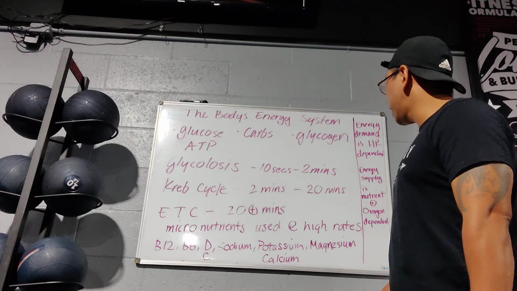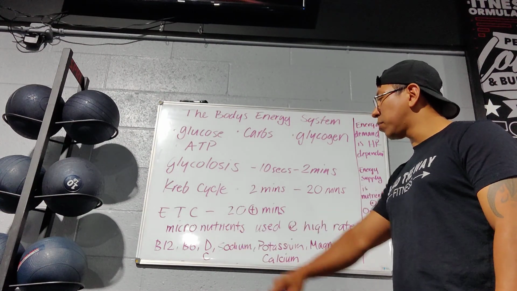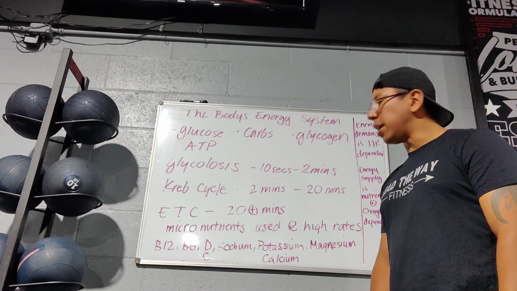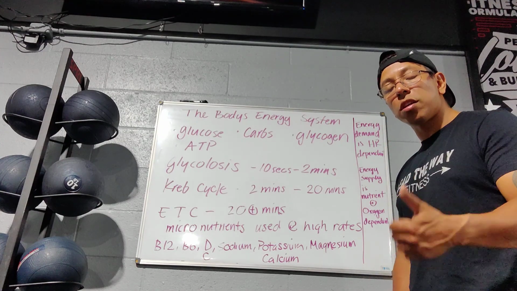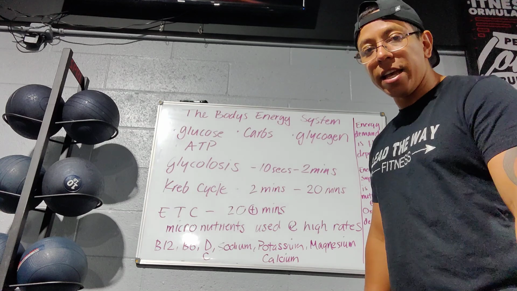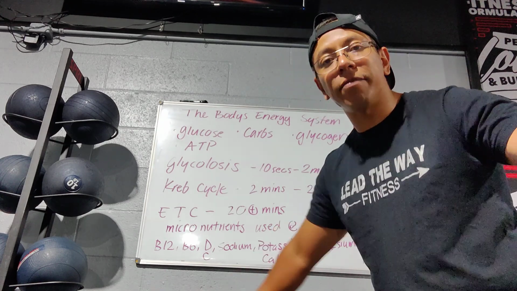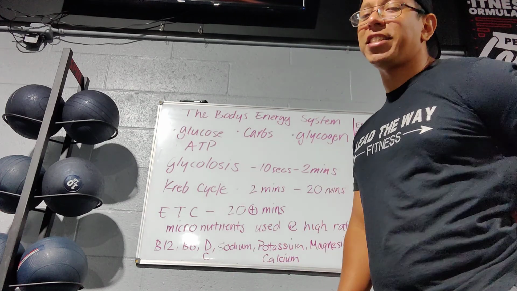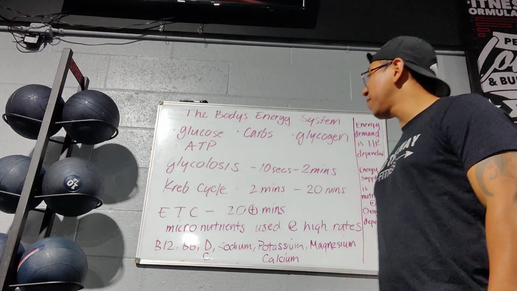All right. And remember the nutrients: vitamin B12, B6, vitamin D, vitamin C, salt, sodium, potassium, magnesium, calcium, all found in veggies. Veggies, team. You gotta eat your veggies. Okay. Gotta eat your veggies. That's where you find that stuff.